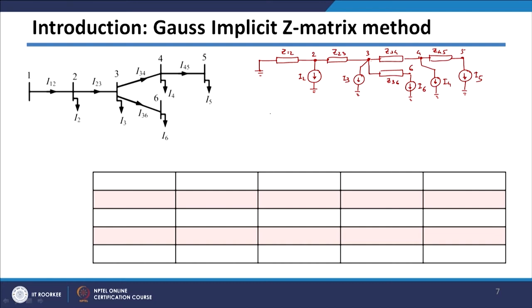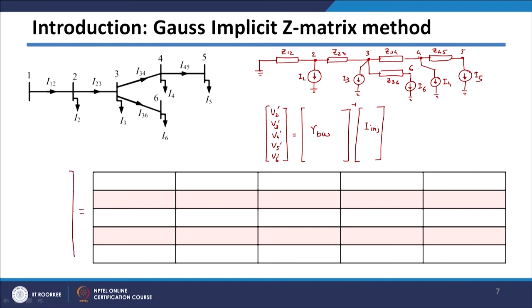These voltages, I can say V2 dash, V3 dash, V4 dash, V5 dash and V6 dash, can be calculated by using Y bus inverse multiplied by the injected current. So if you know the injected current and Y bus inverse, I can get the voltages. So basically we need to get the Y bus of this. So in this case, this is, let's say, your injected current. So the injected current will be Y bus.